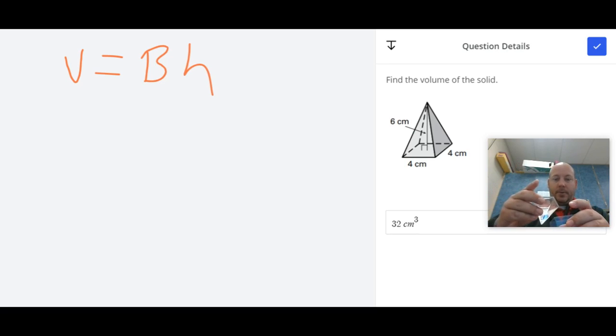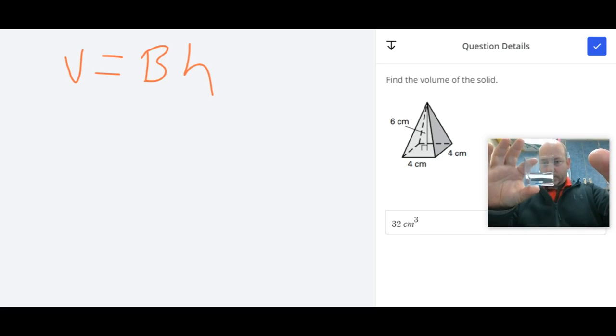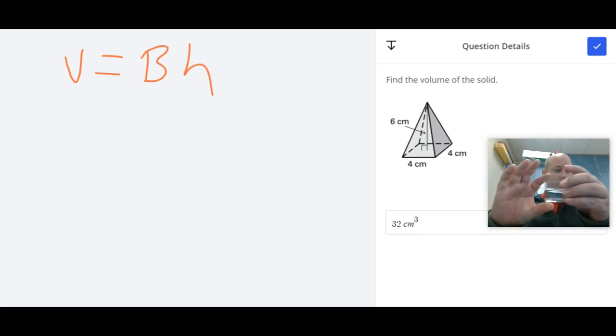But if I dump that in there, you'll notice that the volume, and it's a little bit hard to see with the camera here and keeping it straight, but the volume is about a third of the volume of the cube. Okay, so a pyramid is going to hold a third of what the prism with the same base and height is going to hold.